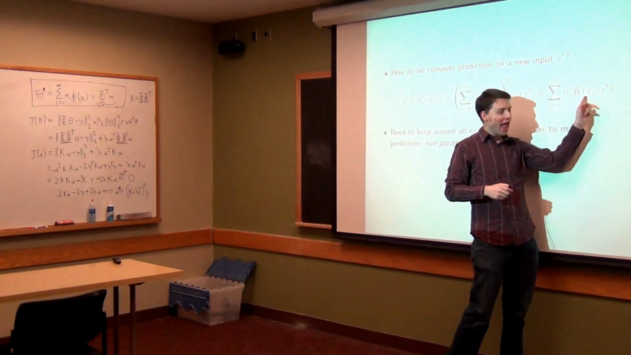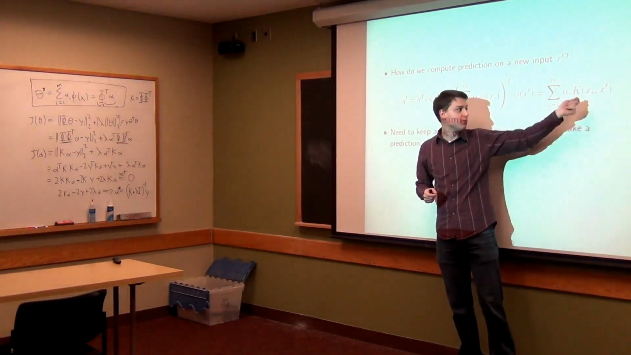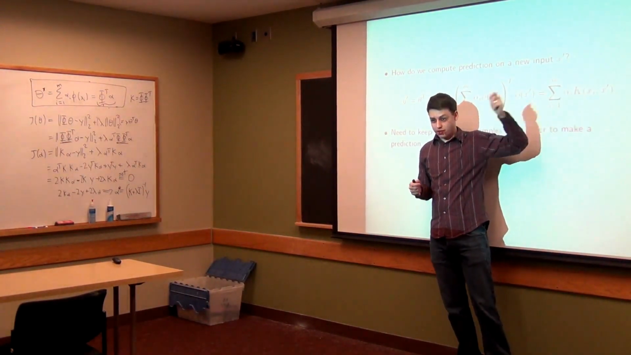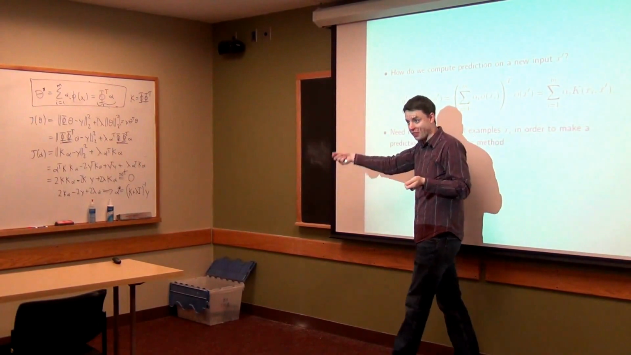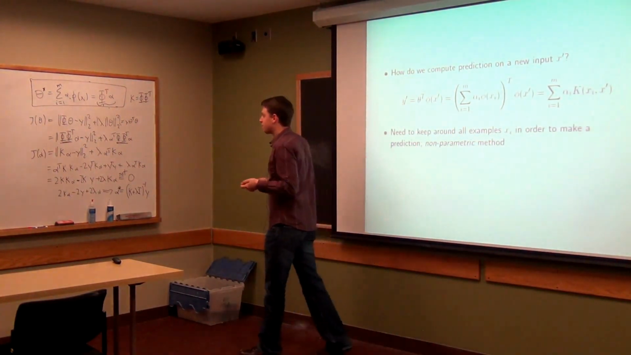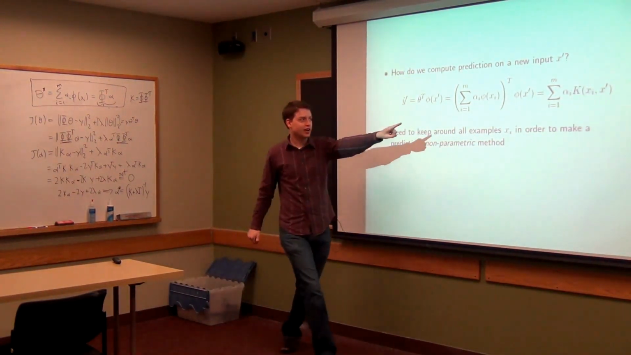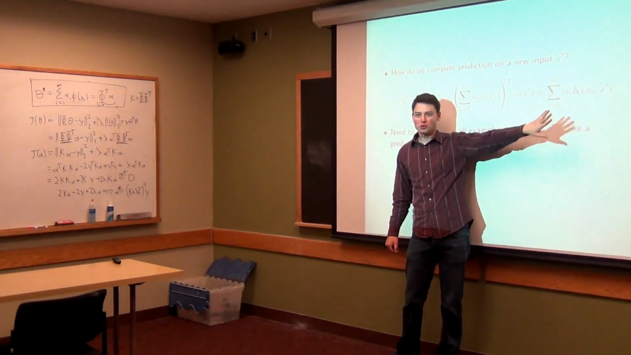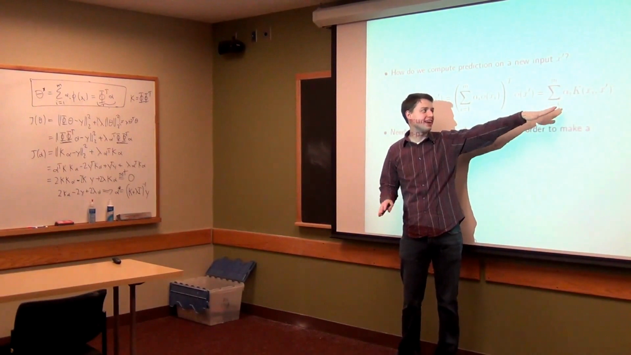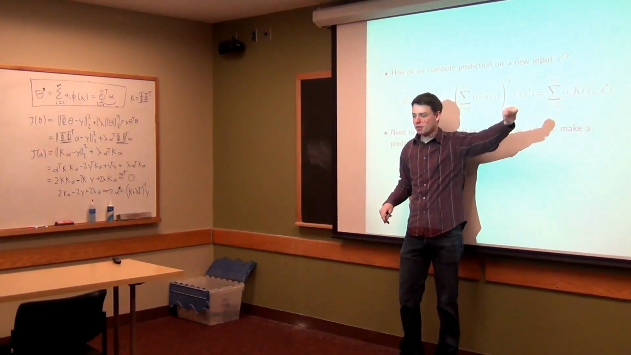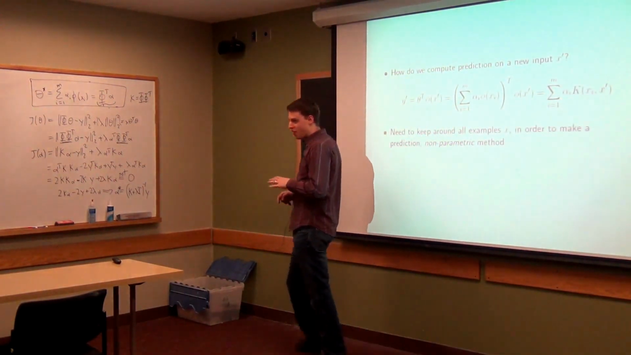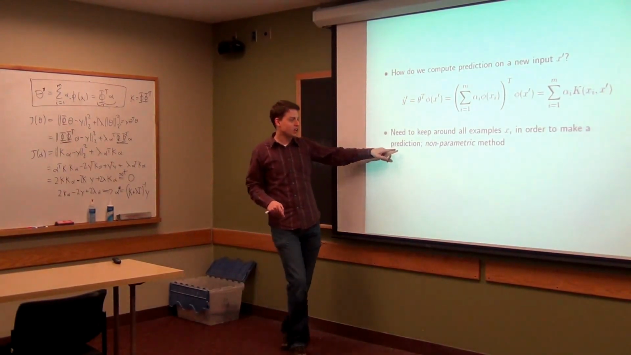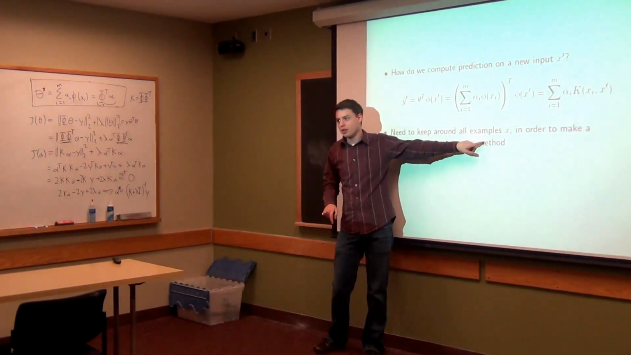Here, every time you want to make a prediction, you have to compute this kernel between every example you have and the resulting one, at least if the alphas are not equal to 0. That does come up sometimes, where you will try to encourage them to be 0. But assuming that's not the case, you'll have to do this. So this is what makes the method called a non-parametric method.